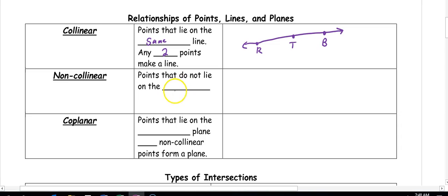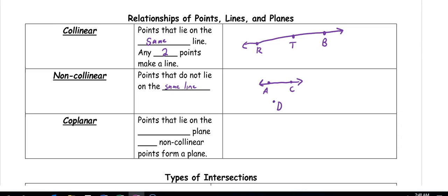Non-collinear are points that do not lie on the same line. So for example, we could have A and C on the line, and D is going to be non-collinear because it's not on the same line as AC.